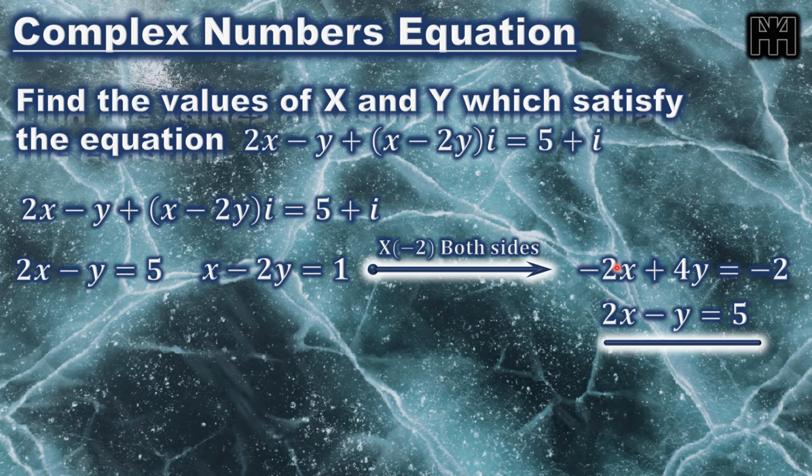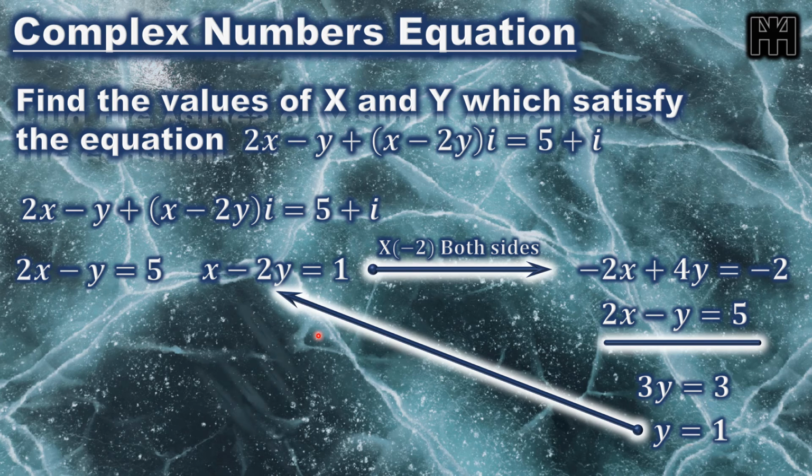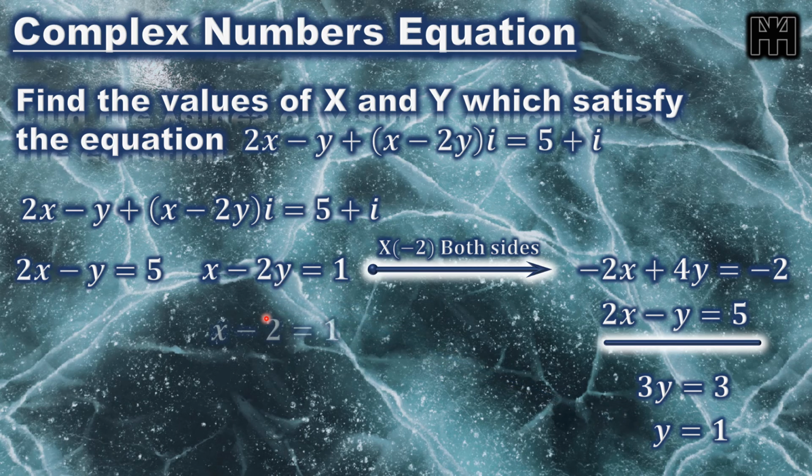Negative 2x with 2x cancel out each other. So we have here 4y minus 1y, it will be 3y, and negative 2 and 5 will be 3. So 3y equal 3. We have y equal 1. So we can substitute y equal 1 in either of the two equations. So we have x minus 2y equal 1, so x minus 2 multiply 1 equal 1. So I have x minus 2 equal 1. Send it to the other side. So the x will be equal to 3.